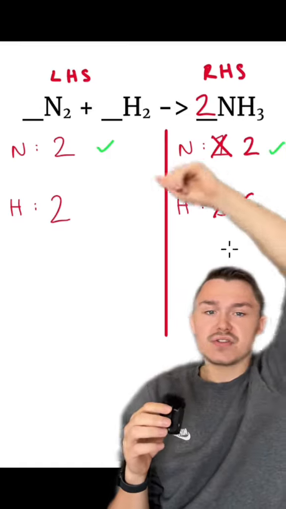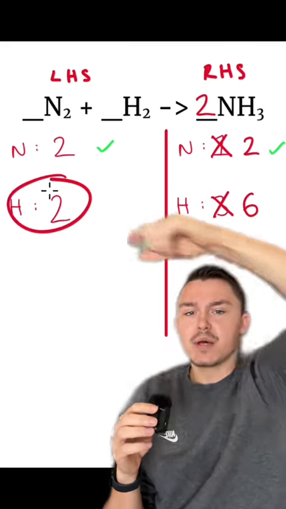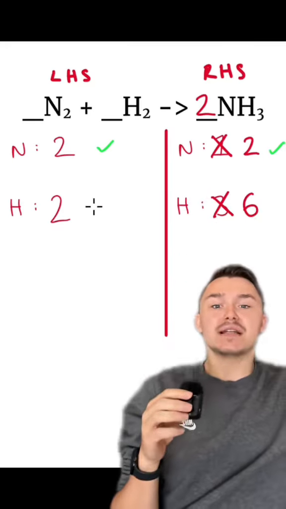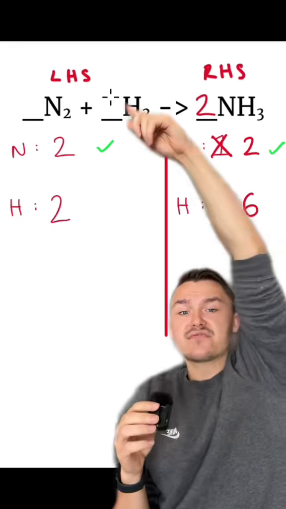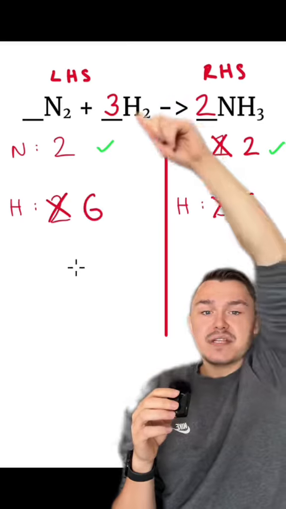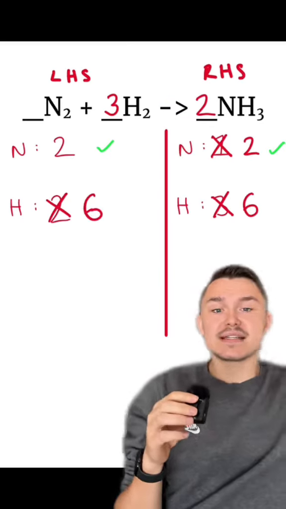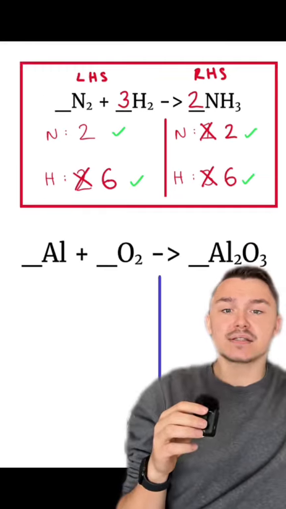Now these nitrogens are correct for now, but these hydrogens are not. So what do I need to do to the number of hydrogens on the left? Well, I need to triple the number of hydrogens. So I'm going to put a big 3 in front of this hydrogen, and that makes it 3 times 2 lots of hydrogen, which is 6 hydrogens. And now these are also correct, and that's my balanced equation.